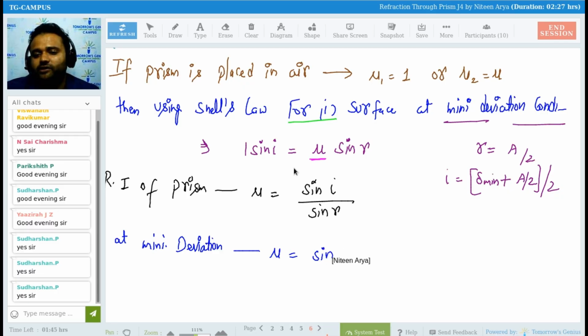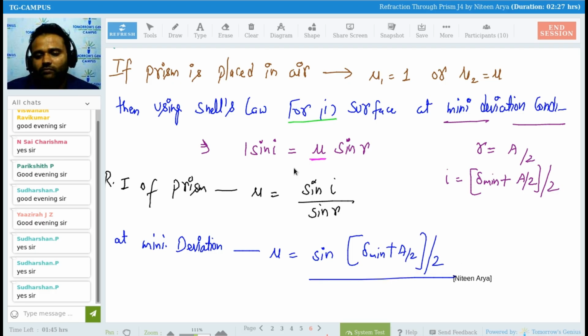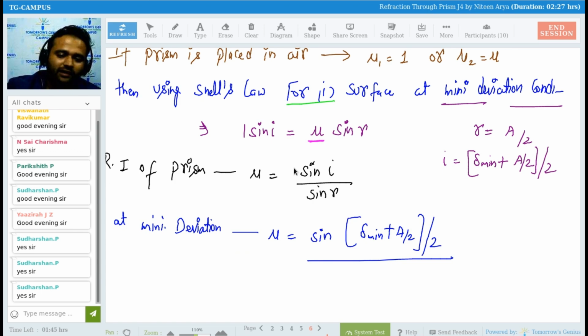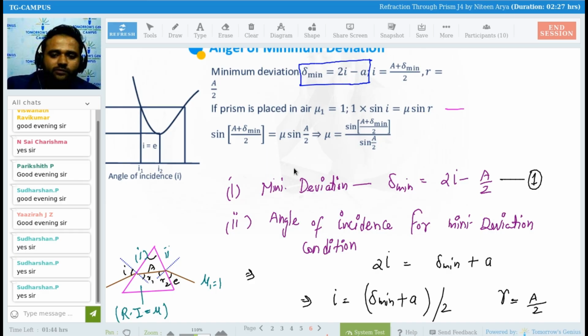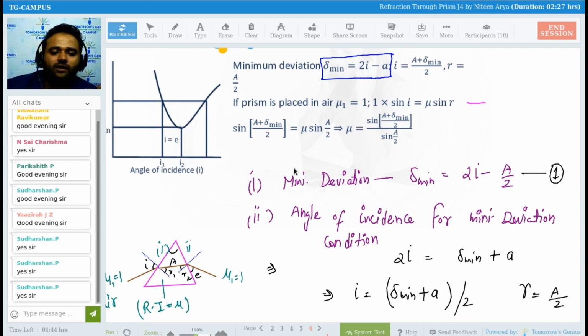What is sin I? I mean, what is I? One thing, you cannot cancel 2 here because it is an angle. It is not directly something, and that is already given over there. Okay, A plus delta min by 2, and that is sin A by 2. Is this clear, everyone? Tell me, till now this is clear or not?